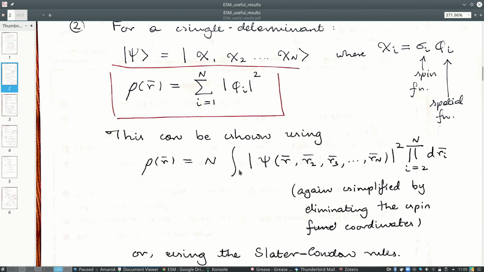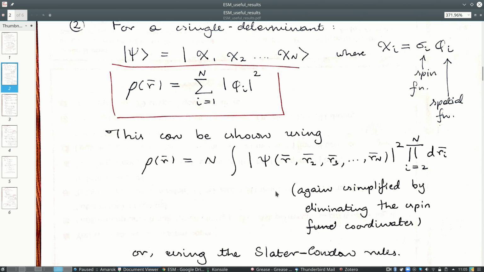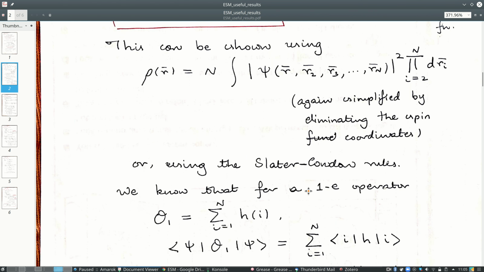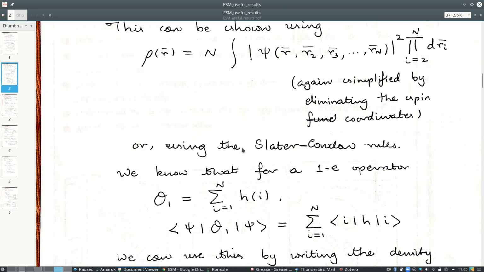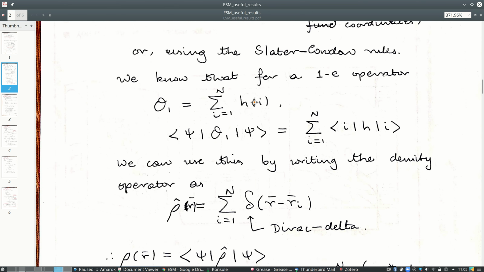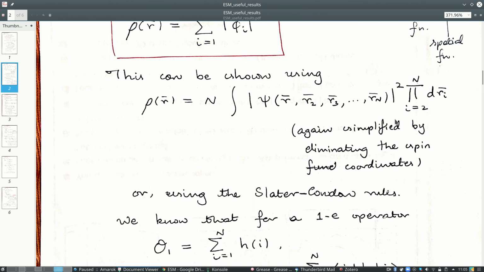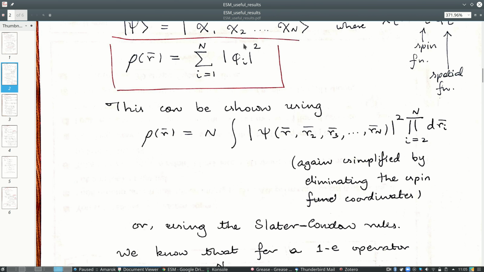So first of all, we start from the definition of the density. Once again, I am simplifying the derivation by eliminating the spin coordinates. So remember, we will have an integral. The density is given by n times the integral of psi star psi, integrated over all electrons except the first one, and this time I've got the indices right. And we would also have an integral over all the spin coordinates, including the first one. But here we are deliberately ignoring that. Okay. Now we could start from here, or we could use the Slater-Condon rules. Now what I'd like you to do, by the way, is to start from this expression here and show that you get the density is equal to this sum over phi i squared.